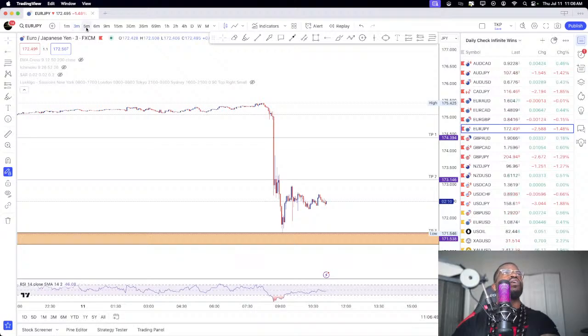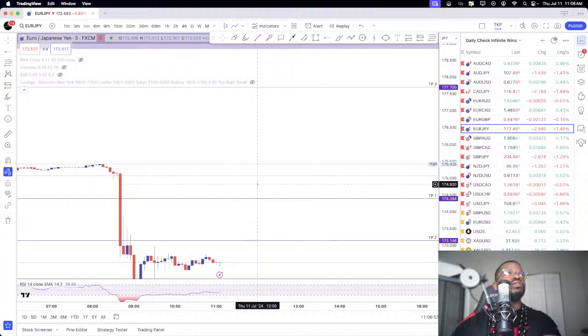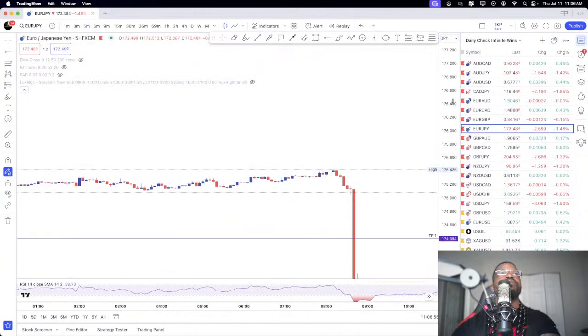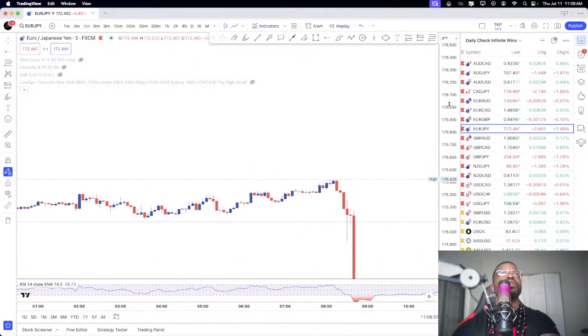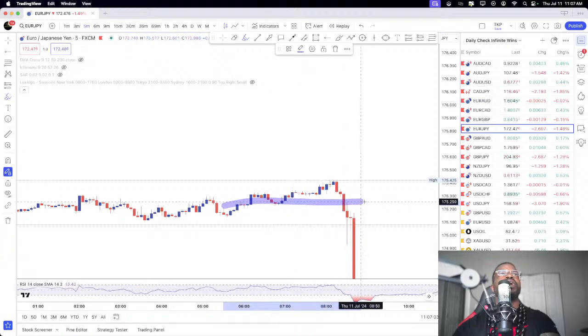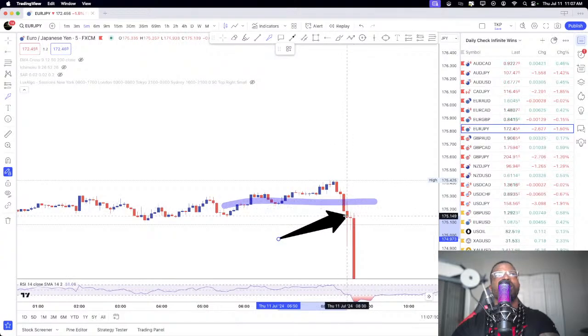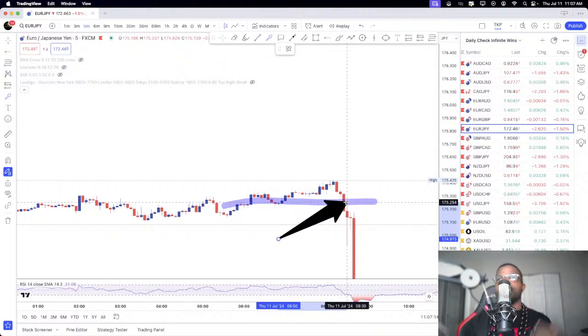Now, as far as your retest, you go down to a smaller time frame. So right here on the 5-minute, we're looking at this area right here, right? So price broke below it right here with these candles. On this candle, a wick pulled back to retest that level.